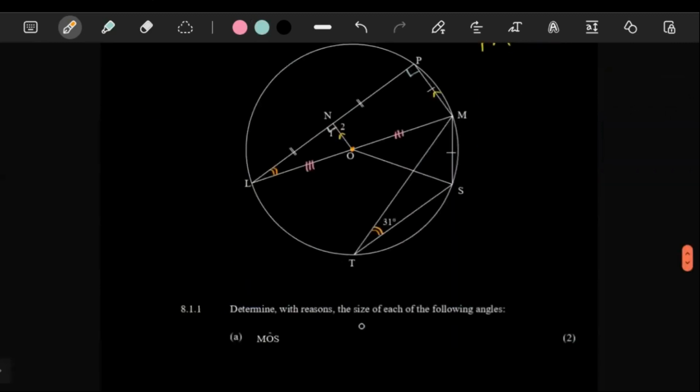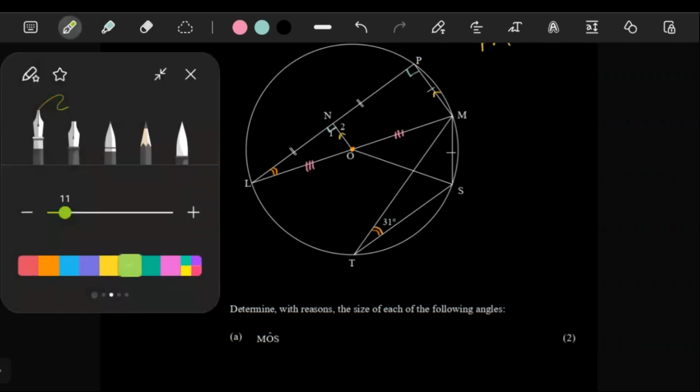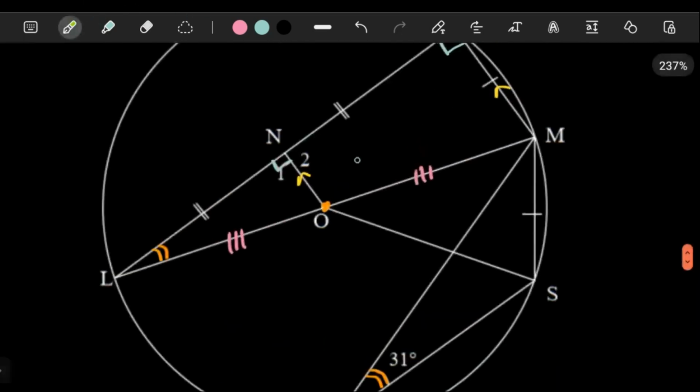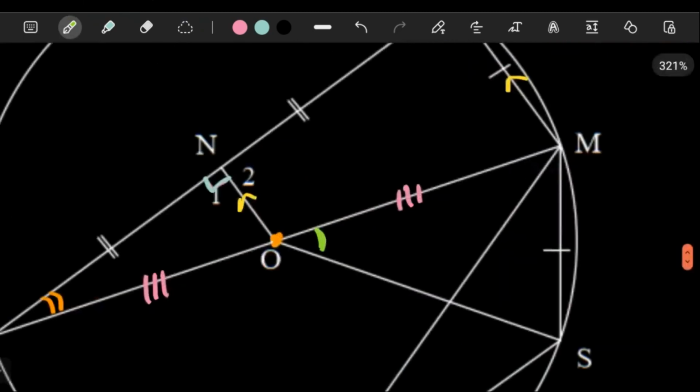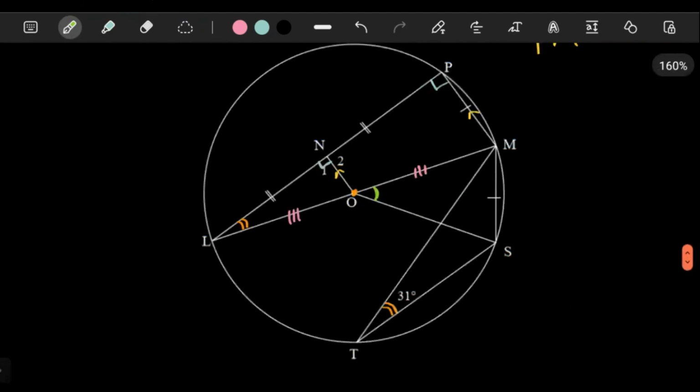It says determine with reasons the size of each of the following angles. So the first one is MOS. So getting MOS is not so difficult, because depending on how well you understand this work, you can already see that this is an angle at the center of a circle. So you always check which chord is subtending that angle, and it's subtended by chord MS.